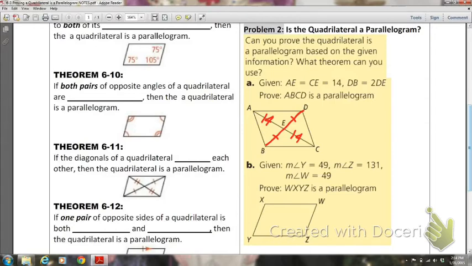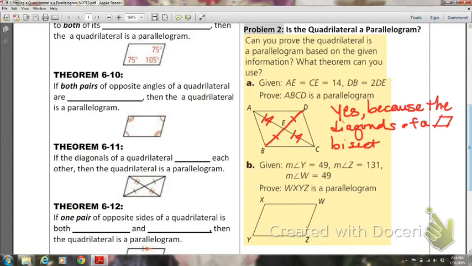So is it a parallelogram? Yes, it is. Why? What theorem would we use? Don't use the theorem numbers. You have to use the words for the theorem, because the diagonals of a parallelogram, I'm going to use the symbol for parallelogram instead of writing it out, bisect each other. So yes, it is a parallelogram.